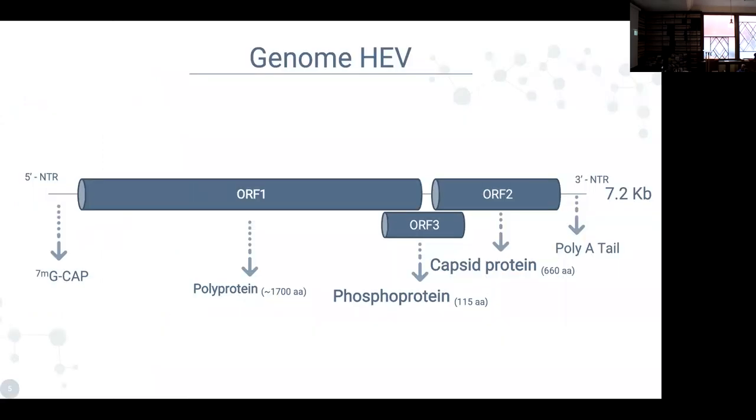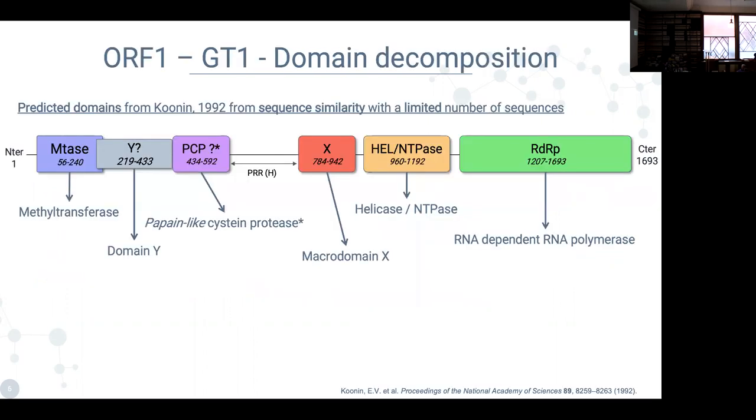So this is a small draft of the HEV genome. You have three different open reading frames. Open reading frame 2 codes for the capsid protein, open reading frame 3 for the phosphoprotein. But the most important one is open reading frame 1, which codes for a polyprotein. And this is the one that I work on.